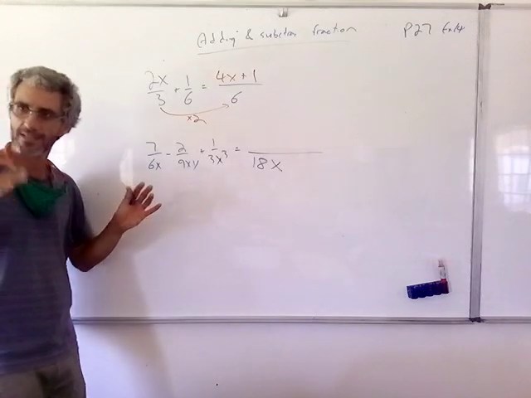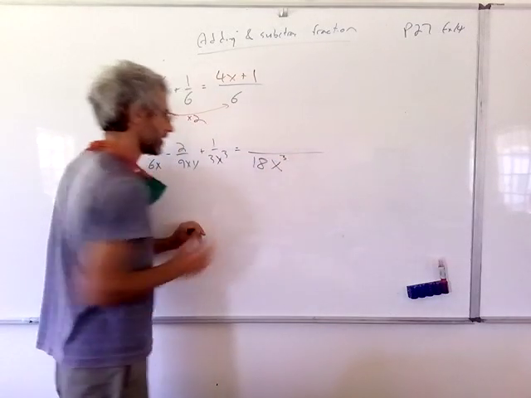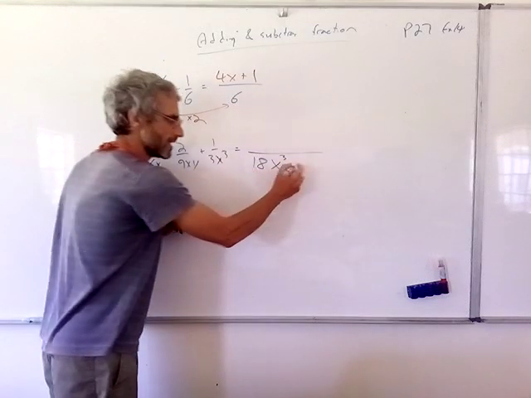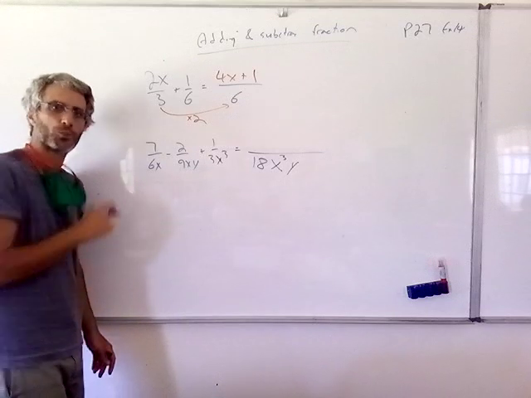It's not x. Okay, we got 18. What about x? x cubed. Thank you, Hannah. x cubed. And we're missing one more thing that is not there. Here, in the common denominator, you have to have everything that is here, or multiples of it.